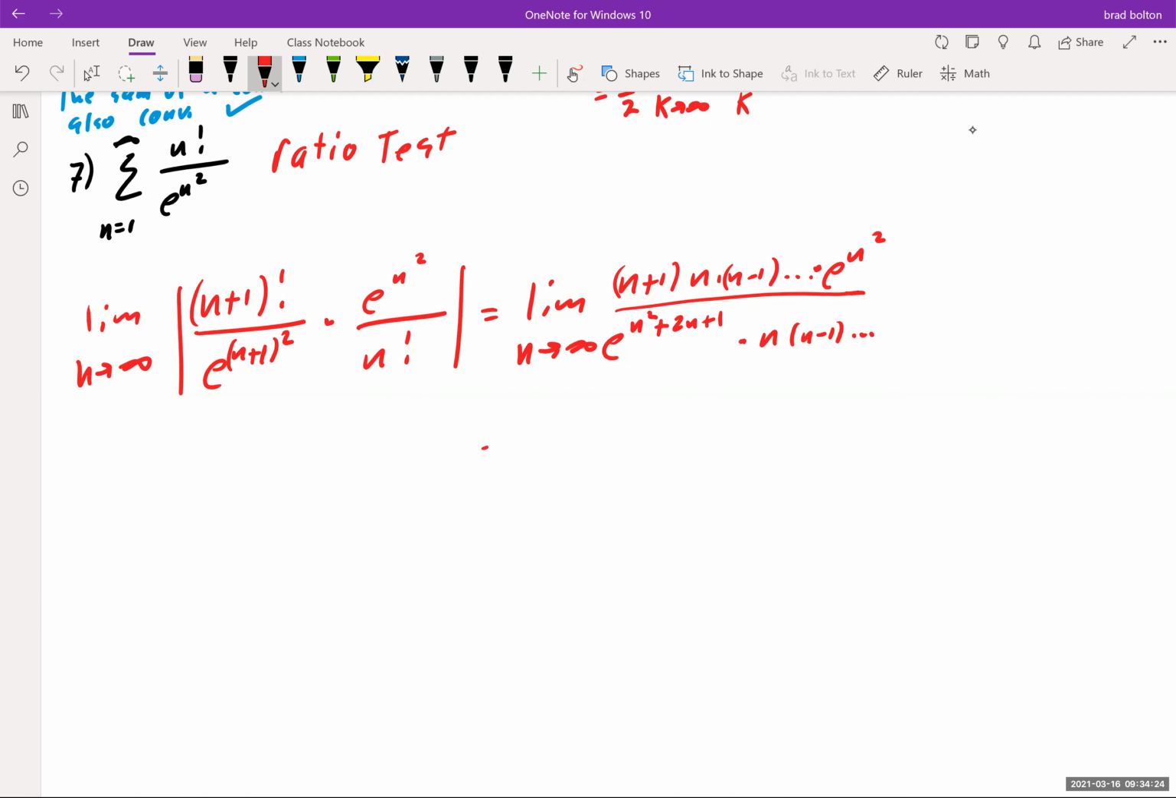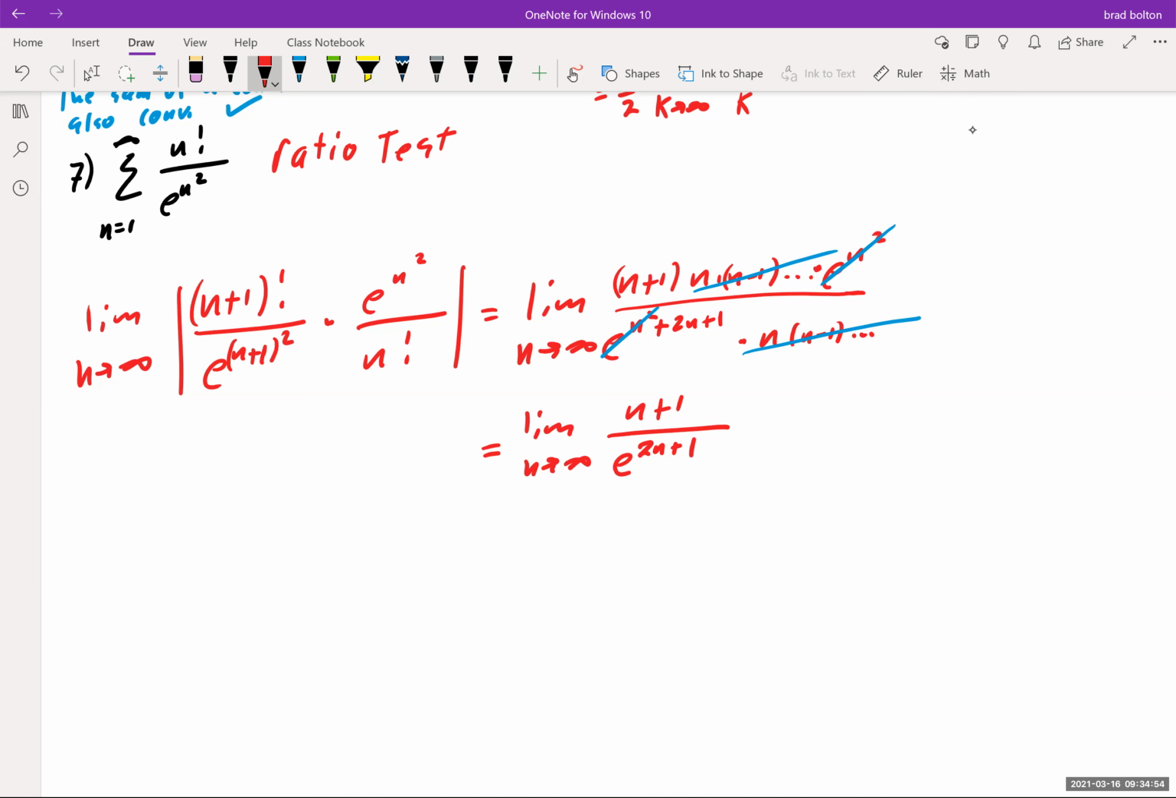Okay. So now let's see what cancels. So we know that this n times n minus 1 is going to cancel with that tail end of the factorial. We know that this e to the n squared is going to cancel with this. So what we're actually left with is n plus 1 all over e to the 2n plus 1. I feel like I'm missing something. Oh, okay, so we're here.